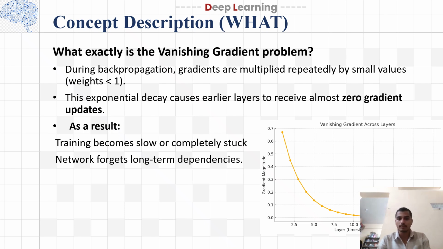This leads to two key problems. The network forgets long-term dependencies, and the training becomes extremely slow or completely stuck. In simple terms, the deeper or longer your RNN, the more your gradients fade away.